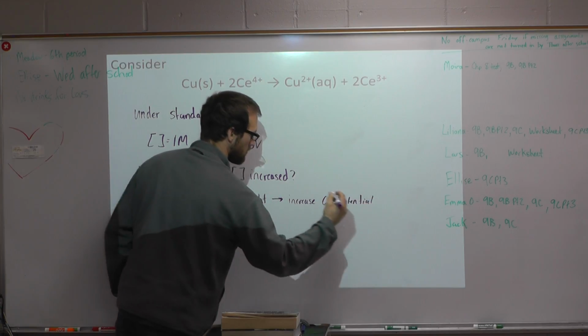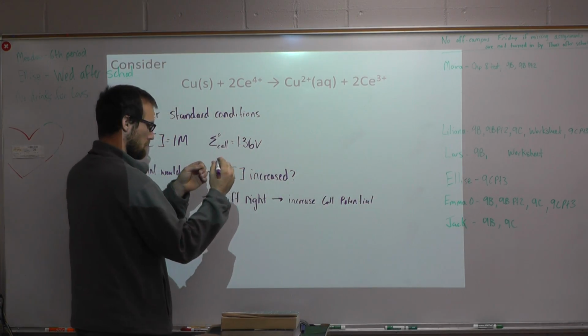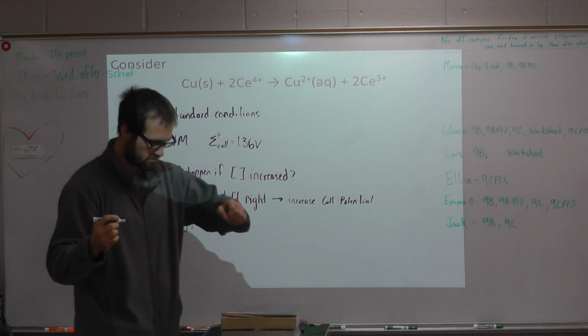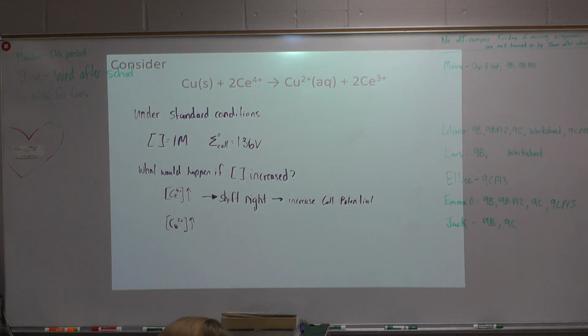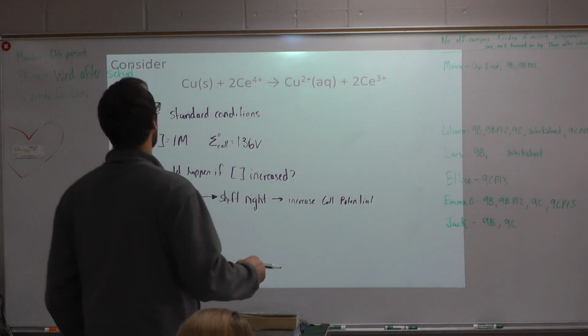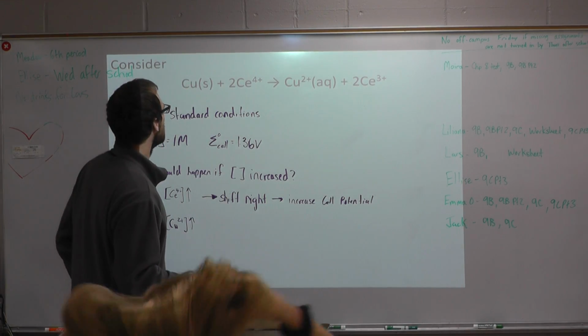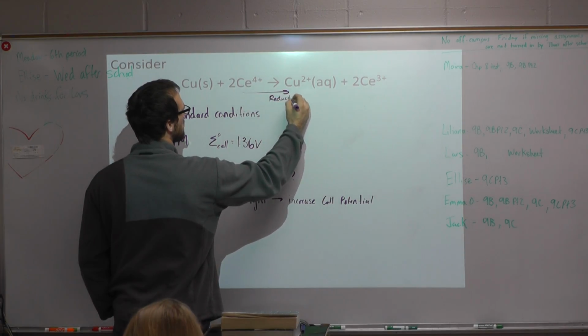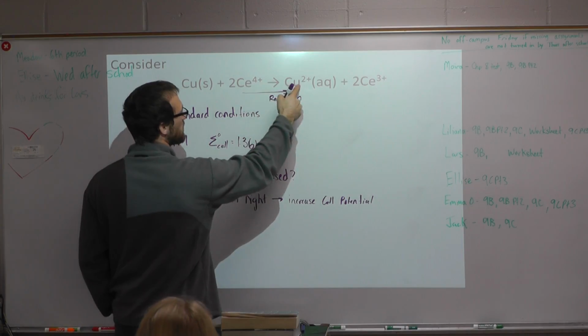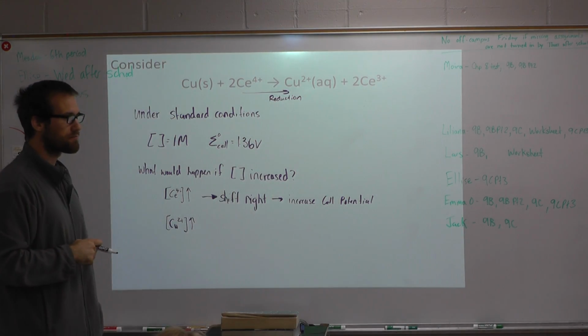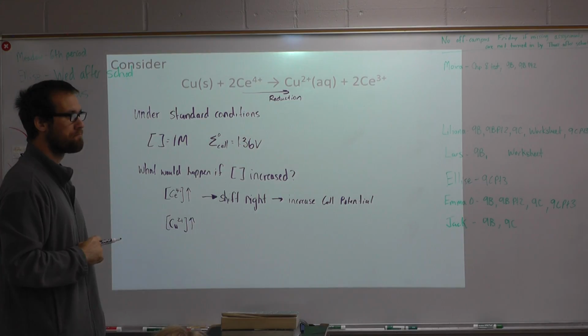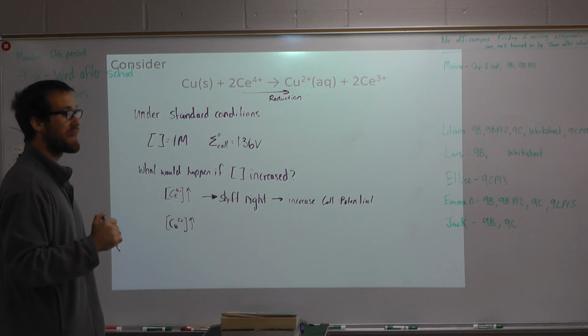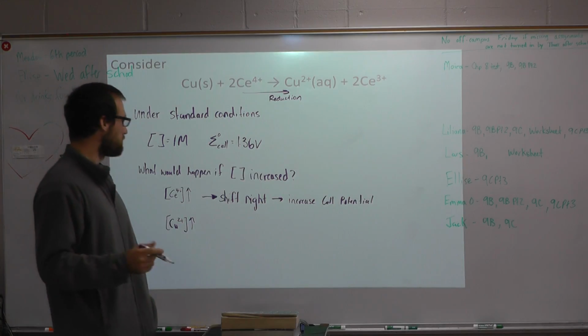Why is it shifting for increased cell potential? Because going to the right increases my reduction. Right, I'm going from this to here. And so the first number, the cathode number, is larger. And so when you find the cell potential, the cathode would go up. It's larger.